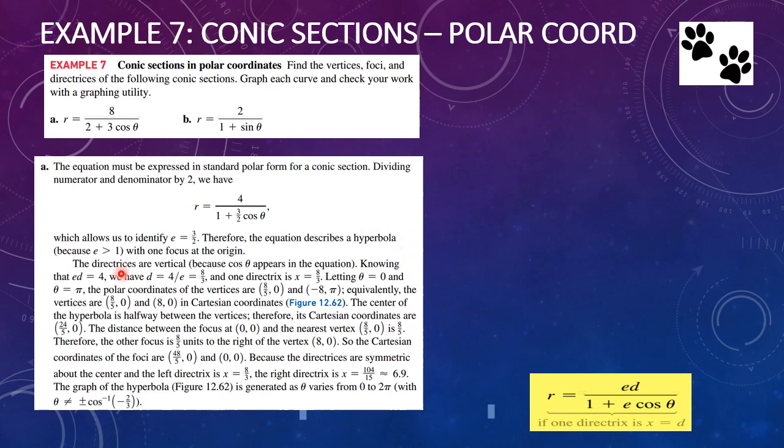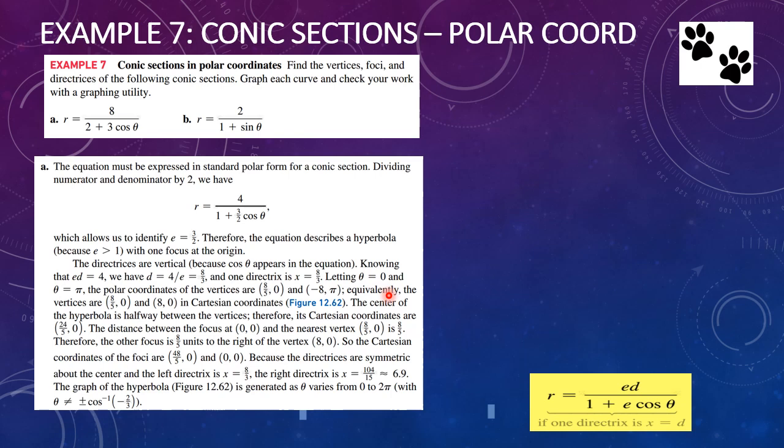And knowing that the numerator is ED, and we figured out what E is, so we get D. ED equals 4, that's the numerator, so D is going to be 4 over E, or 4 divided by 3/2. Let me slow down here. That equals 8/3. And so one directrix is 8/3.